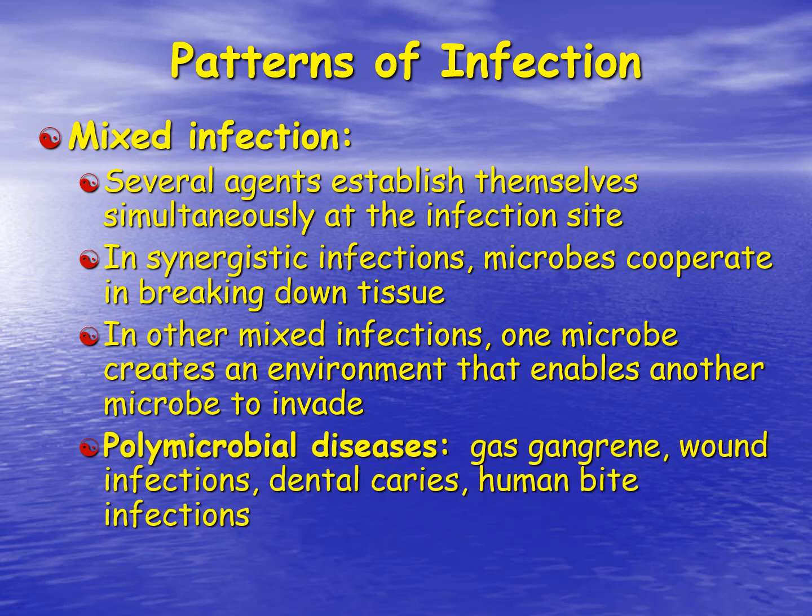Polymicrobial diseases that we oftentimes see are gas gangrene, wound infections, dental caries or cavities, and certainly human bite infections. Interestingly enough, cat mouths contain the most pathogenic organisms to humans in bite wounds. Humans are second, and dogs are third.